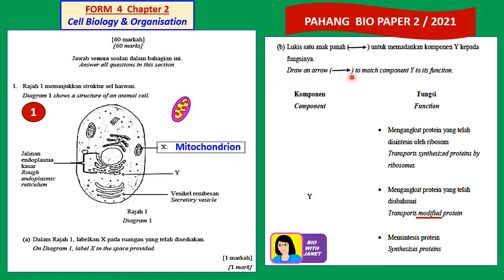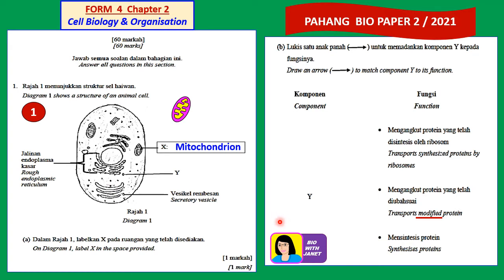Next, draw an arrow to match component Y to its function. Okay, now this is component Y. So Y is a vesicle that is found in between the rough endoplasmic reticulum here and this structure called the Golgi apparatus. Okay, to recognize the Golgi apparatus, we can see that it has parallel C-shaped structures like that, and then it forms its secretory vesicles also. All right, so this is the Golgi apparatus. Now, Y is found in between rough ER and Golgi apparatus.